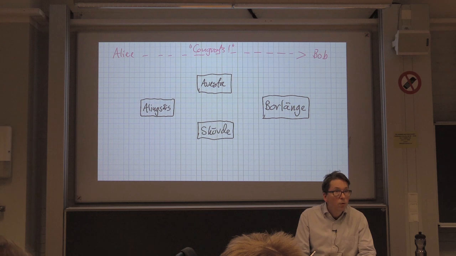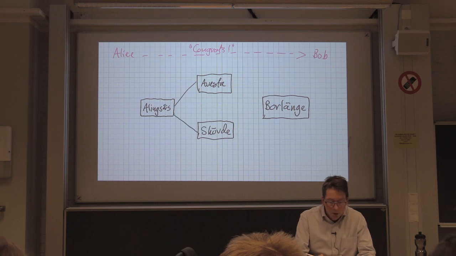They don't use a full mesh because it's too expensive. So maybe Alingsås is connected to Avesta and Skövde. Skövde is connected to Alingsås and also to Avesta and then to Borlänge and potentially to some other places. And Avesta also happens to have a direct line to Borlänge.